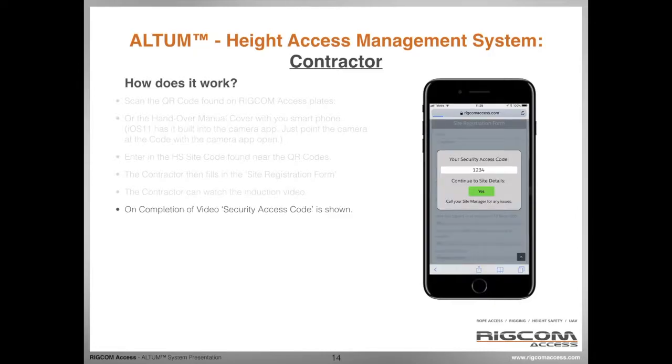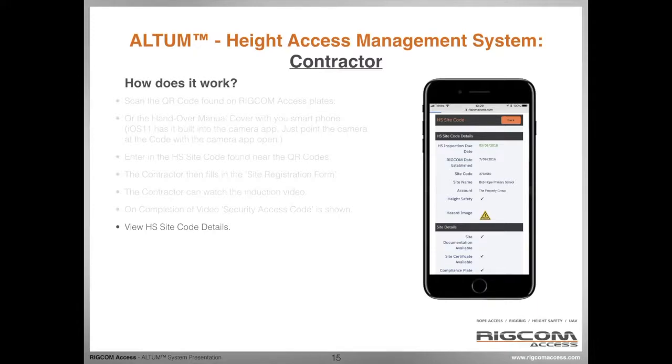Once you've finished the induction video, if there's a security access code provided by the site owner, then this is shown on your phone. This can be used to access lockboxes or digital codes. You then click yes, and it then takes you through to the actual height safety code details.